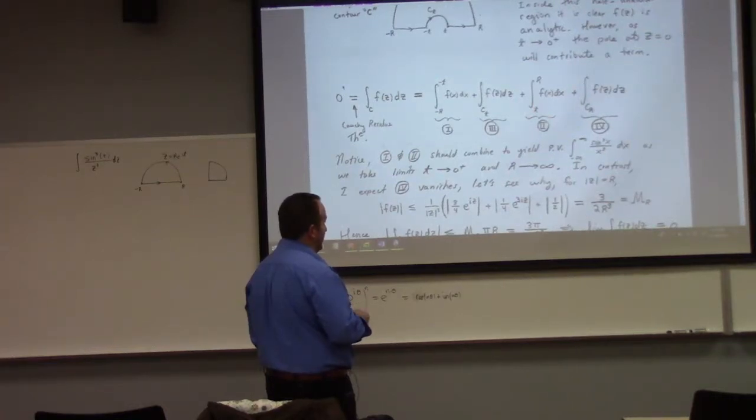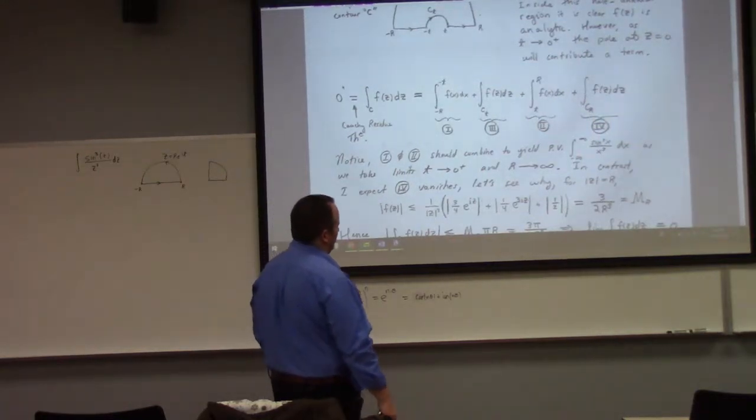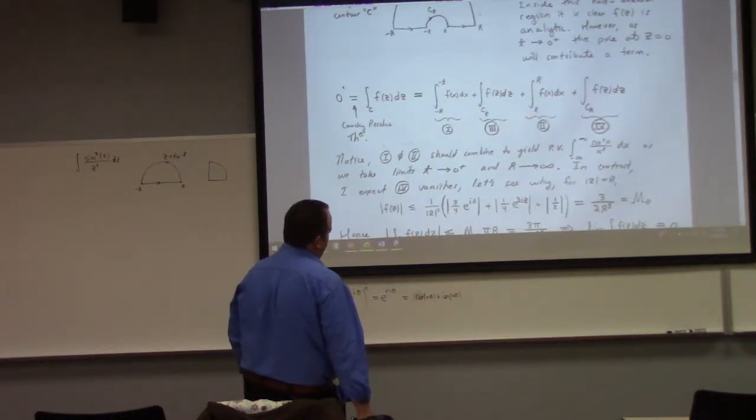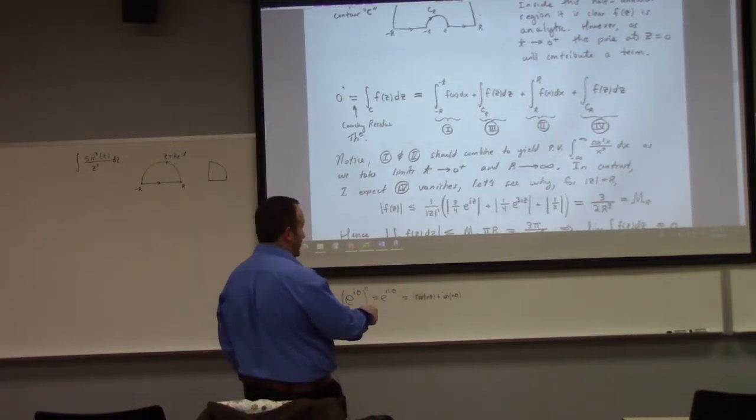outer loop vanishes because we have this estimate. The modulus of f of z is that, which is, well, I'm not sure I believe that. I'm not sure I believe this.